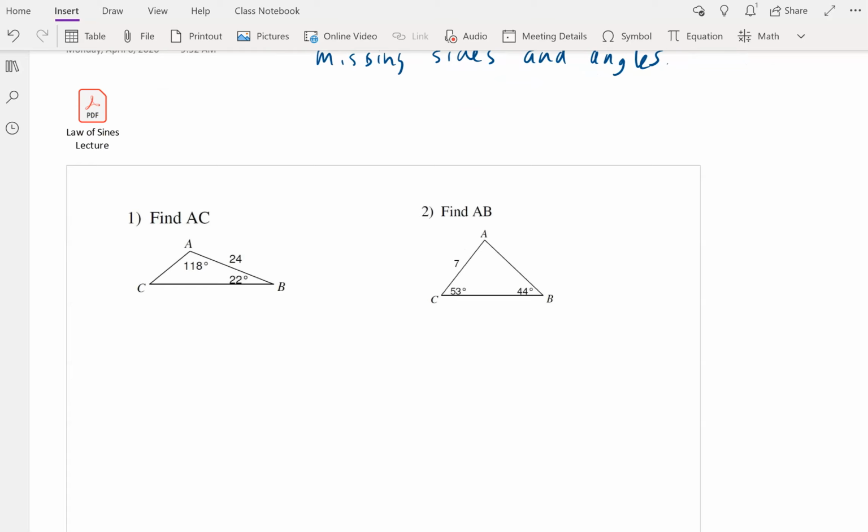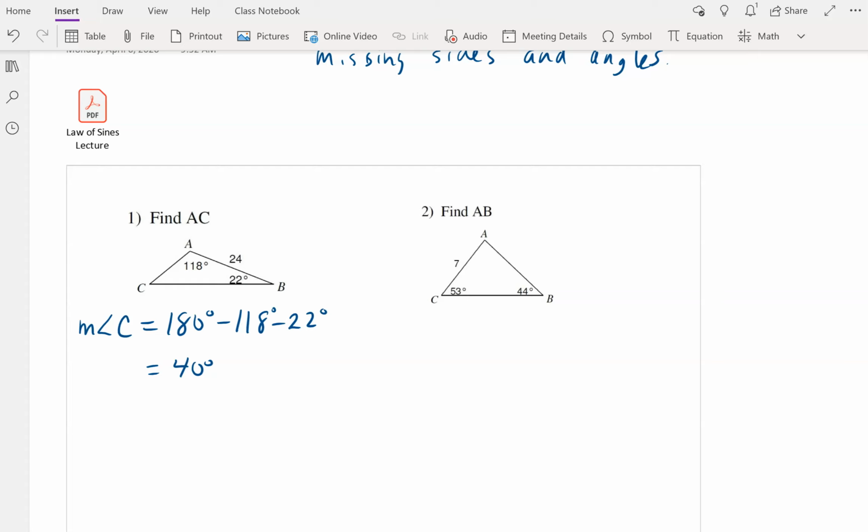So to find the measure of angle C here, all I would need to do is take the 180 degrees and subtract off the 118 and subtract off the 22. So I believe we get, what, 40 in that case? If I did my arithmetic correctly. So this is just a way to use the knowledge of what we already know about triangles, that all of the angles are going to have to add up to 180 degrees to figure out that third one.